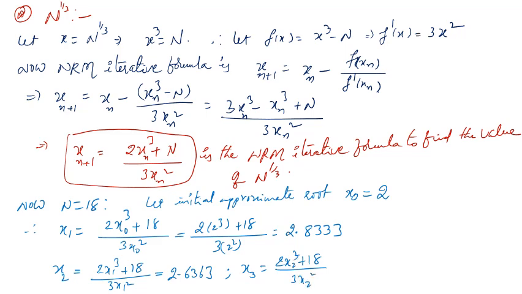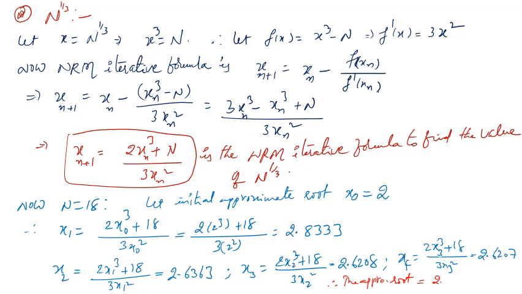Similarly, x3 is 2x2 cube plus 18 by 3x2 square. This x3 value is 2.6208, and the x4 value, if I write the formula, is 2x3 cube plus 18 by 3x3 square. This value is 2.6207. Therefore, the approximate root correct to 2 decimal places is 2.62.